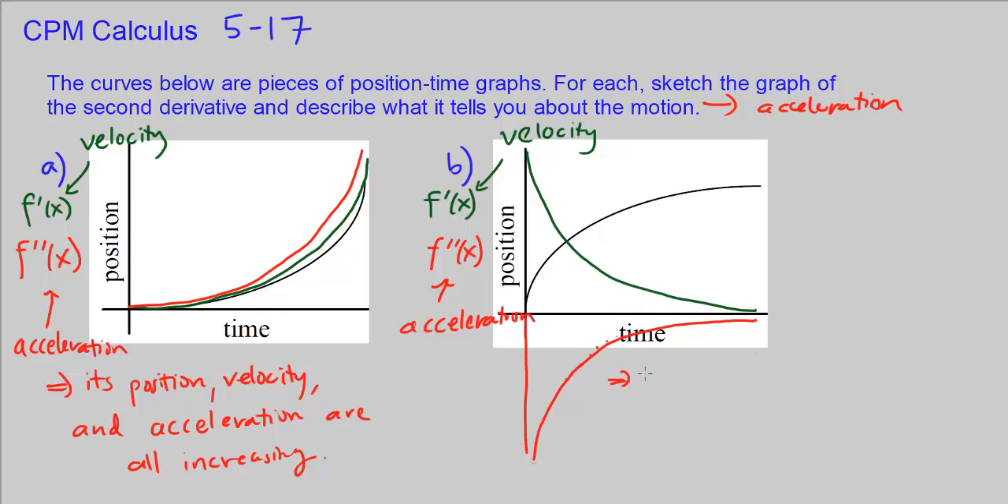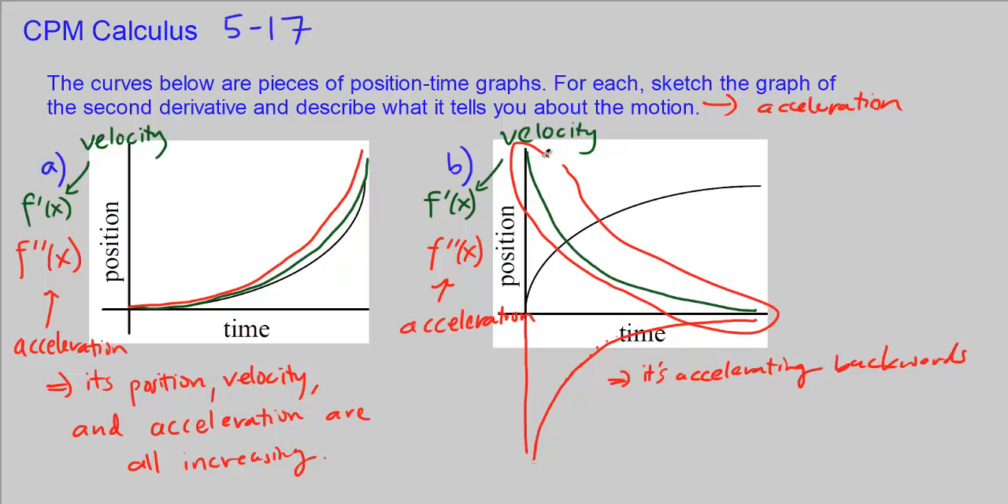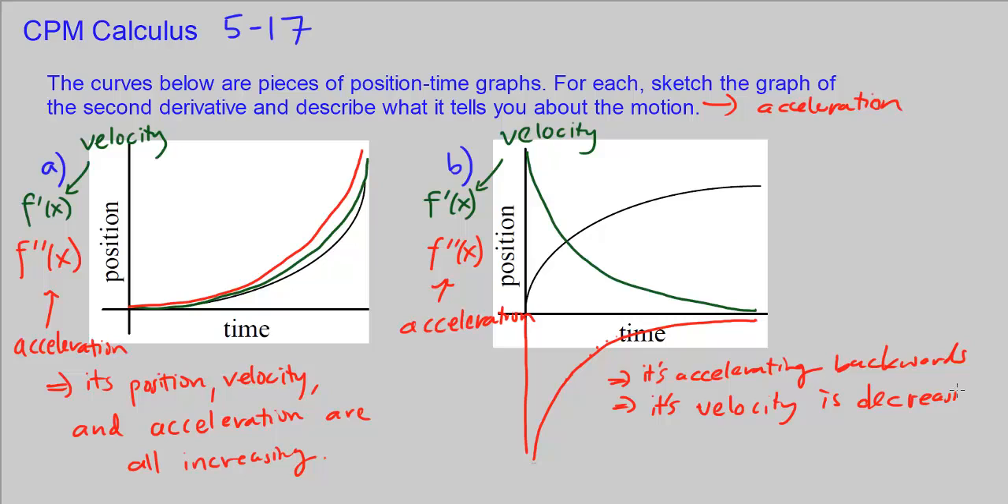So this one, it's accelerating. Oh, sorry, the acceleration is backwards. It's accelerating backwards. What does that mean? Well, that means that its actual speed, we know, is in green here, right? That's the velocity. Its speed starts off very high and it's slowing down. It's accelerating backwards means its velocity is decreasing, and the position, though, is still increasing.